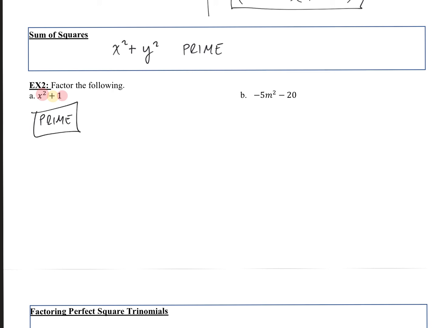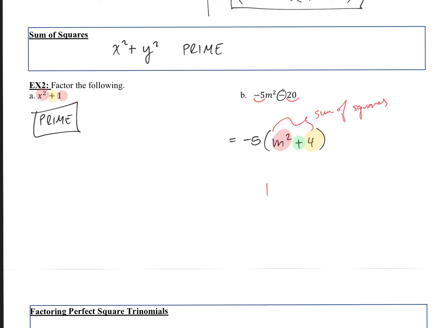Now let's take a look at the next one, B. Well, this one's a little weird. It's not a sum right now. There's still a minus sign there. But notice, I could actually factor out something from each of these. They both have a 5 in them. So let's go ahead and factor out that common factor of negative 5. And then I'm left with m squared plus 4. Ooh, and what do you know? This is a perfect square, and so is this. Oh, however, that's a plus sign. So we know that that binomial is a sum of squares.